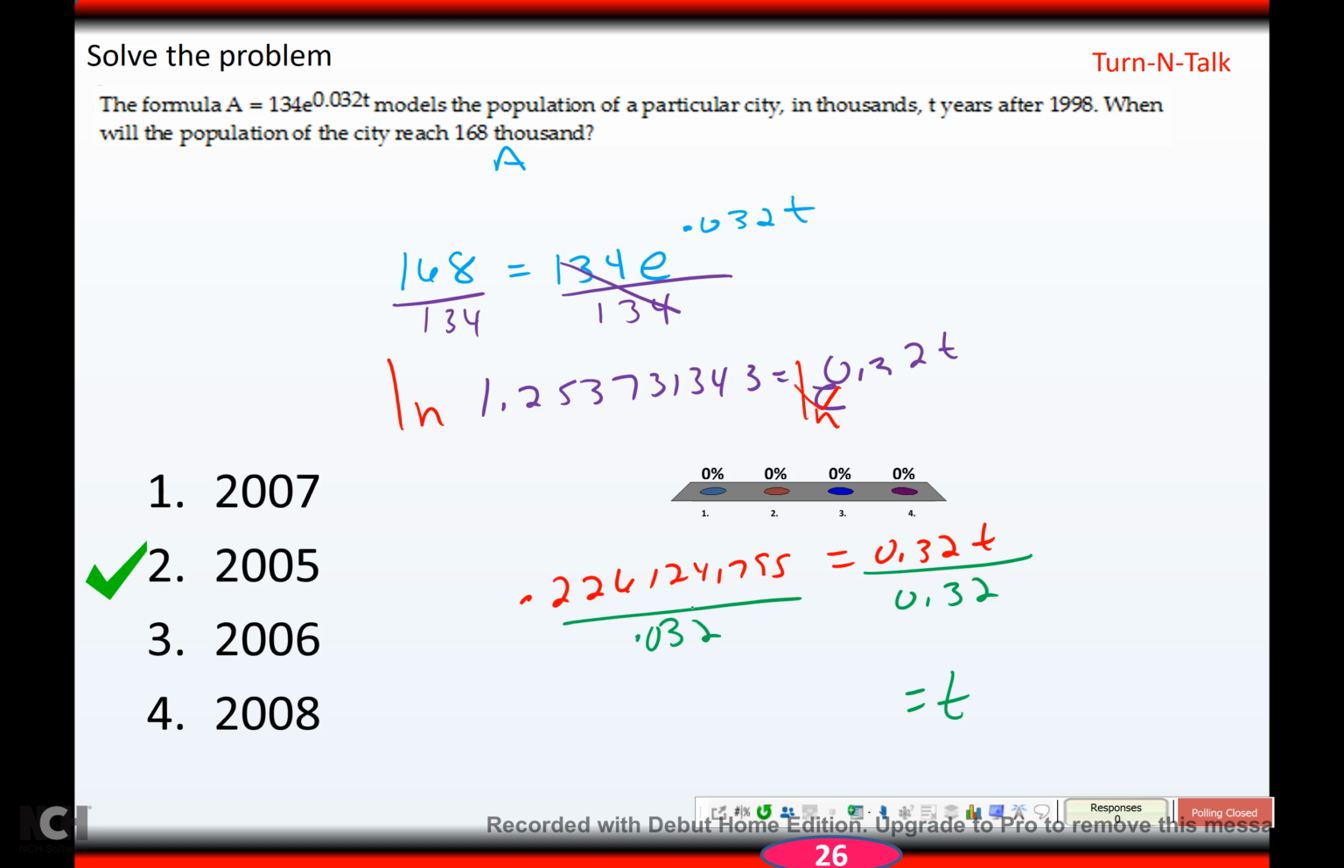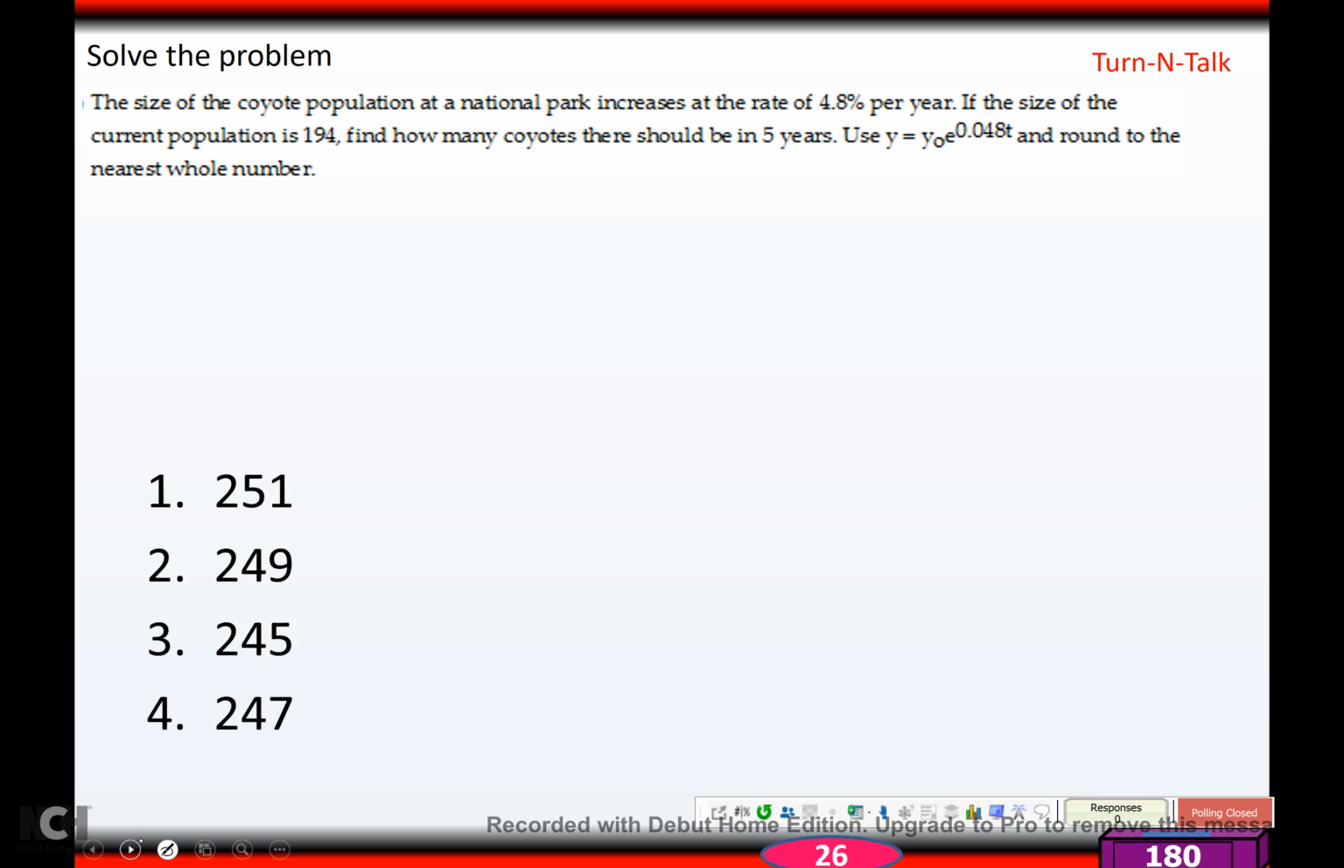Oops. 0.226124179 divided by 0.032. There we go. 7.066. So that's approximately 7 years. Well, 1998 plus 7 years is 2005. Alright. Try this one. Hit pause. Come back when you're ready.